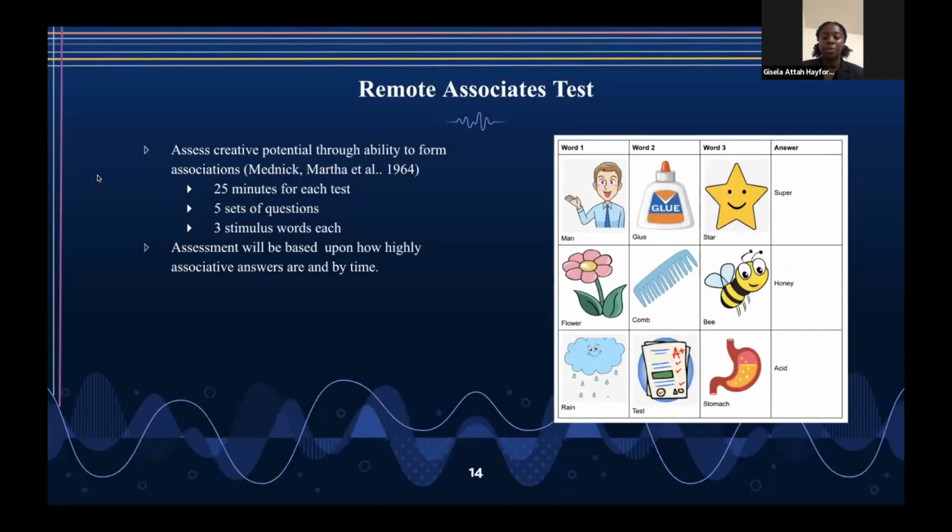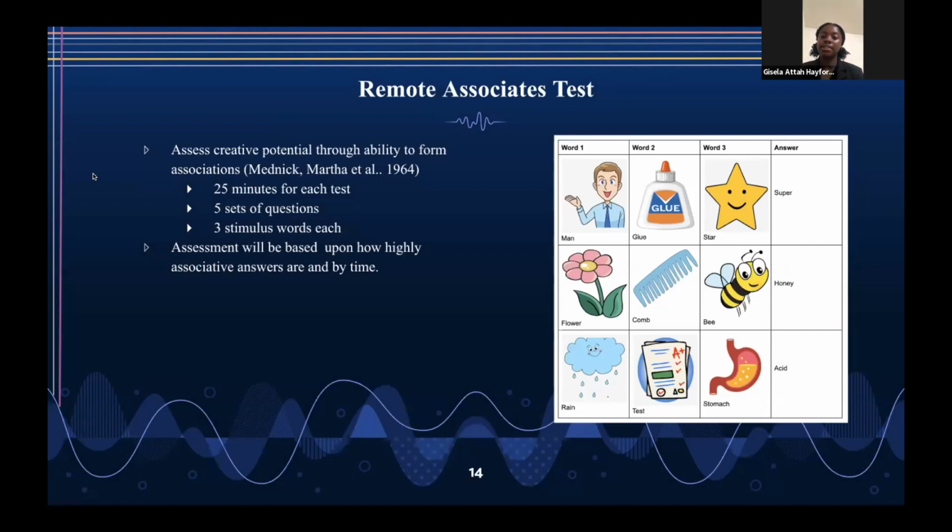The second test we'll be using, as seen on the right, is the Remote Associates Test. This test assesses creativity through the ability of the child to form associations. The child will have 25 minutes to finish each of the tests. They can take less time, but they cannot take more time than 25 minutes. There'll be 5 sets of questions, each with 3 stimulus words and pictures. The child will have to create a 4th word that associates with 3 of those stimulus words and the pictures.